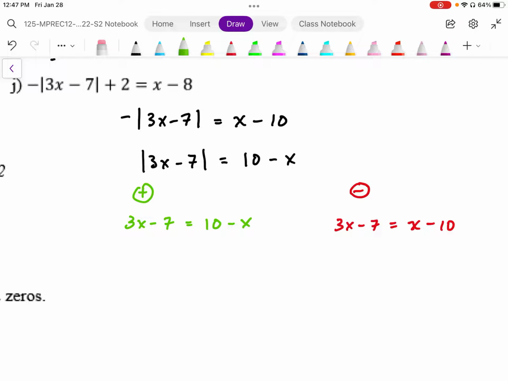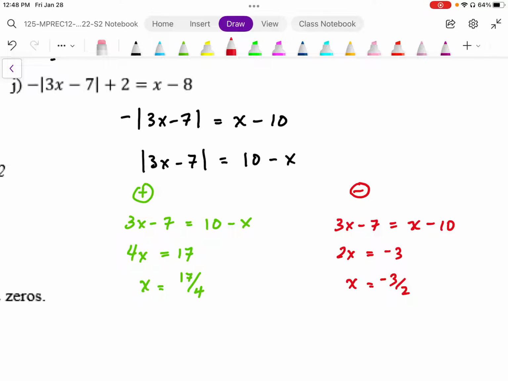So solving these two independently, I'm going to add x to both sides, add 7 to both sides. I get x is equal to 17 over 4. Okay, solving the other one, I subtract x from both sides. I'm going to add 7 to both sides. And solving for x, I get negative 3 over 2.